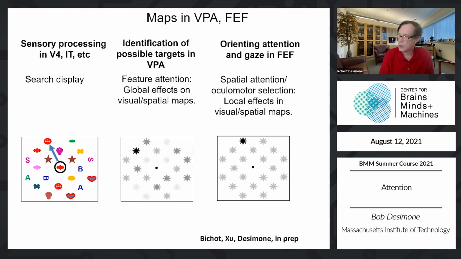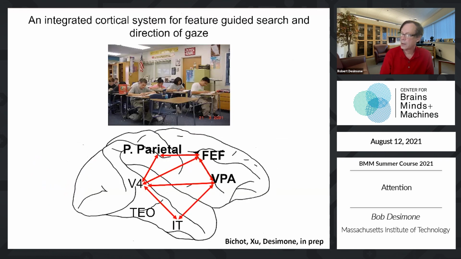So you need this. What we believe is an integrated cortical system between FEF and VPA, which is actually adjacent to it. These are adjacent structures that we believe are mediating these effects in feature-guided search, which is the most common situation in which we're directing attention.